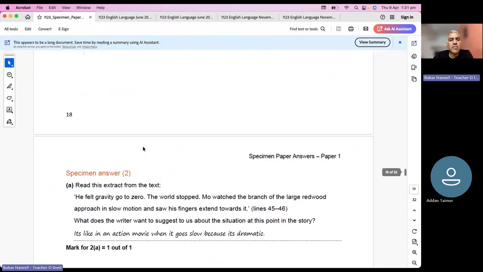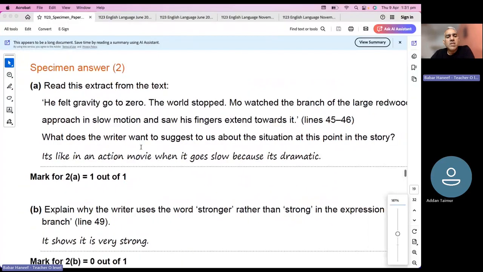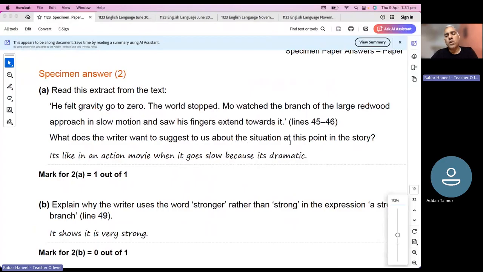For example, I'll just show you this here. This is the question right now: What does the writer want to suggest to us about the situation at this point in the story? He felt gravity go to zero, the world stopped, he watched the branch of a large redwood approach in slow motion and saw his fingers extended towards him. So, what does the writer want to suggest to us about the situation at this point in the story? It's like in an action movie when it goes slow because it's dramatic and it's the turning point of the story.